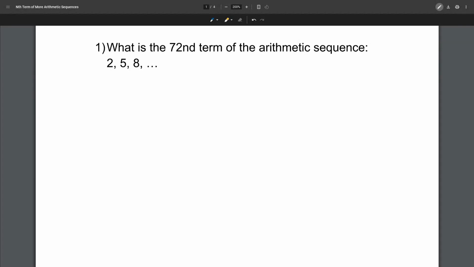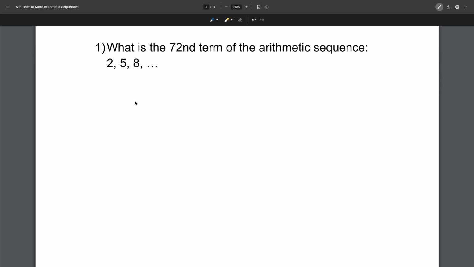In this video, we're going to look at finding the nth term of an arithmetic sequence. This is a follow-up to a previous video I did on this topic with some more problems. All right, so let's look at the first problem. What is the 72nd term of the arithmetic sequence 2, 5, 8, etc.?